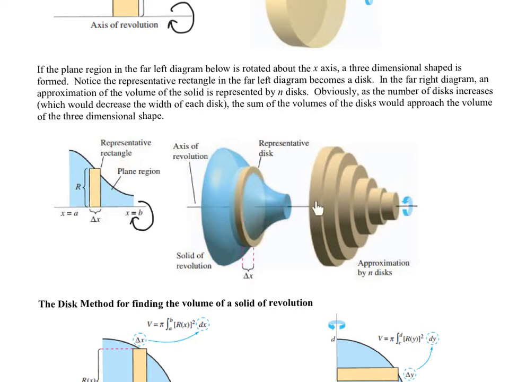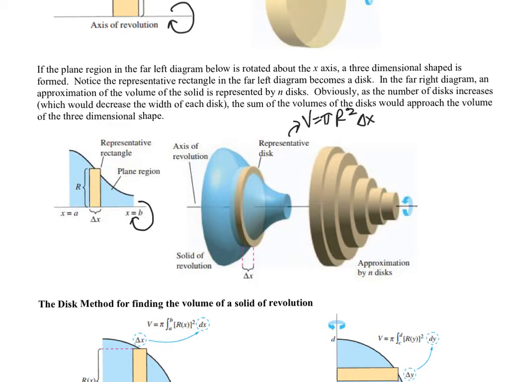So imagine if we take several disks, okay? Let's just back up and remind ourselves that the volume of this one representative disk would be pi times capital R squared, that's the area of the base, and then times delta x, the distance from one base to another, so that would be the height of that cylinder. So that would be how to find the volume of one of those disks.